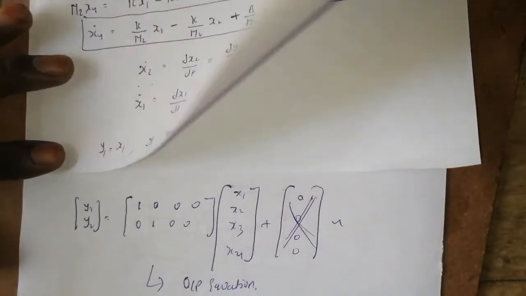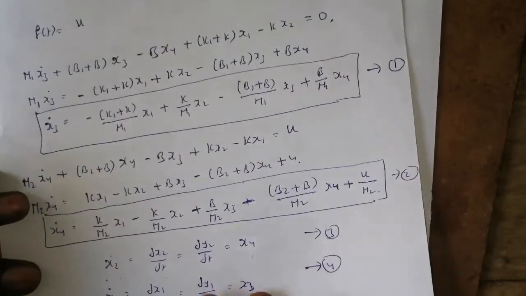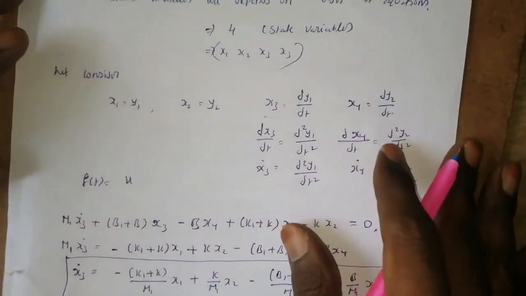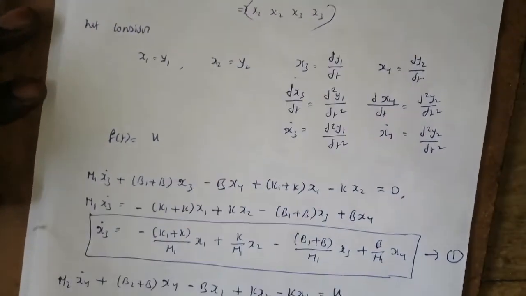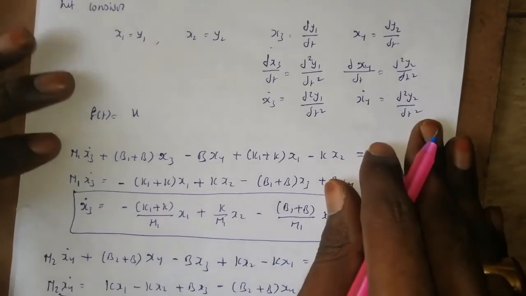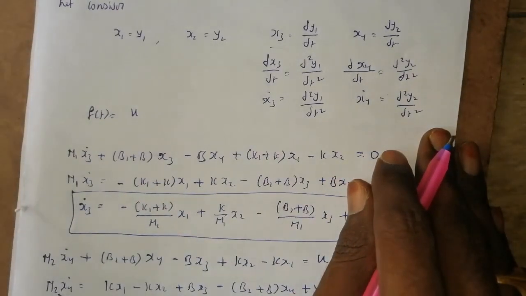So this is the way of finding the state model from the given mechanical system. First of all, we have to convert it into differential equations. From that we can obtain the state model equation. So this is the first step. Thank you.